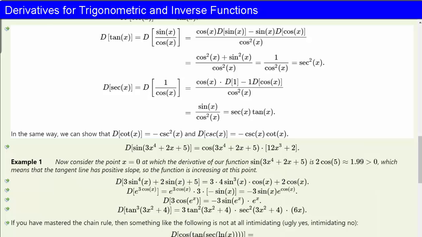The derivative of sec x is the derivative of 1 over cos x, and I'll use the quotient rule on that as well.